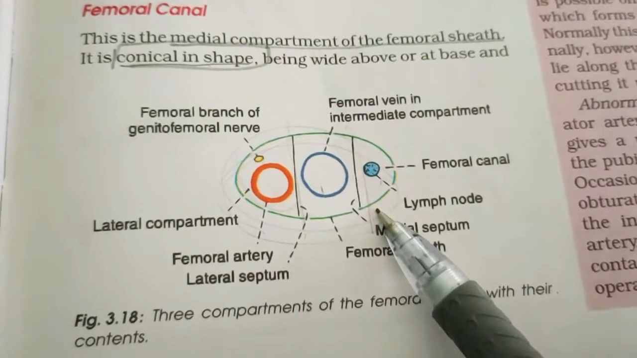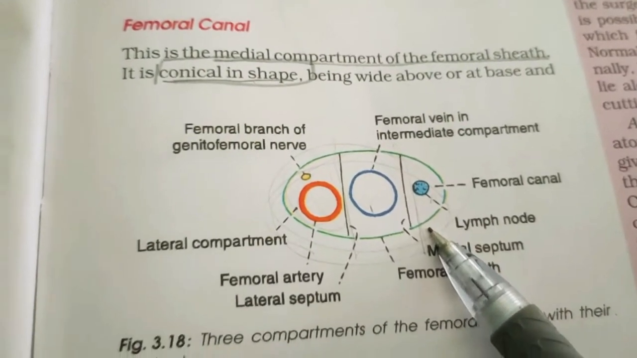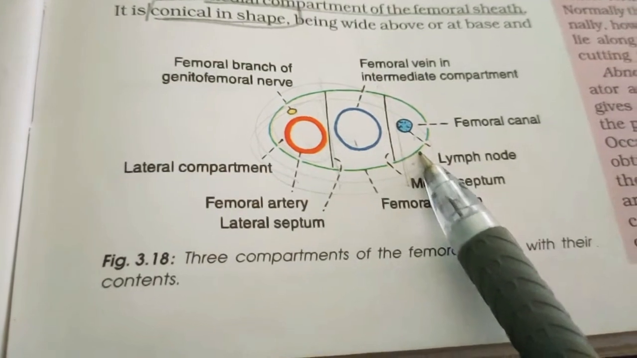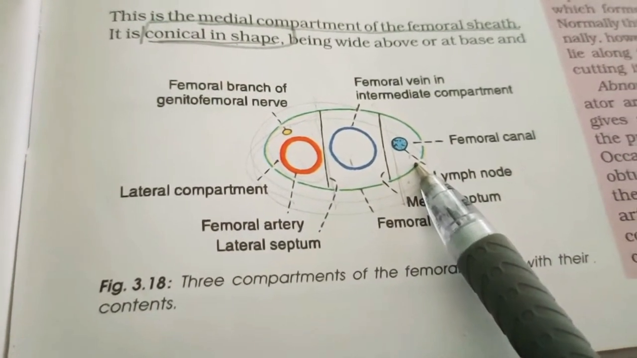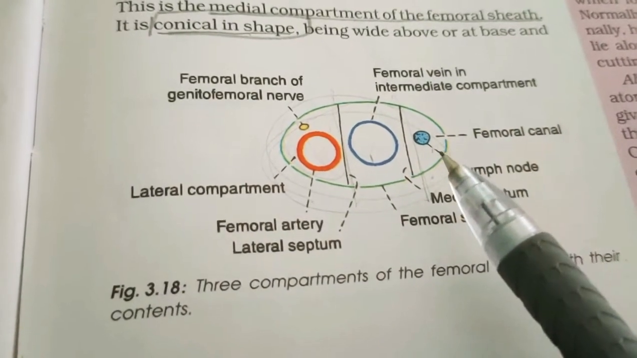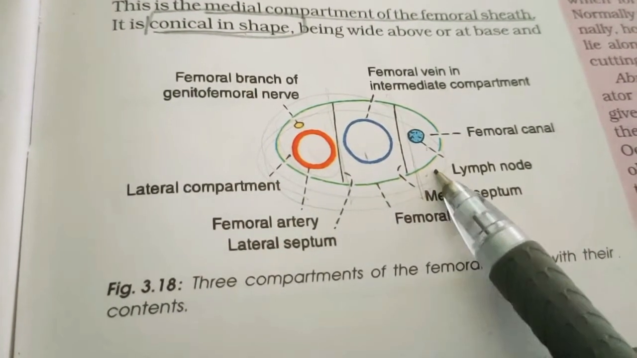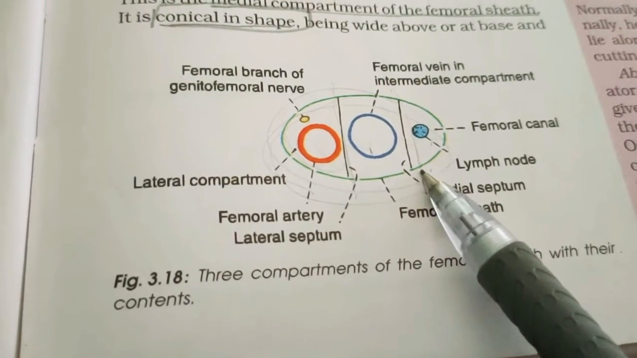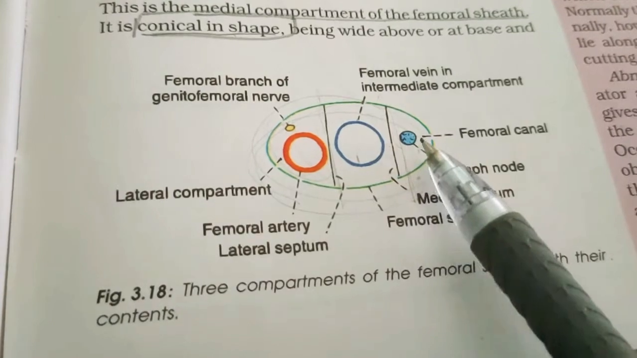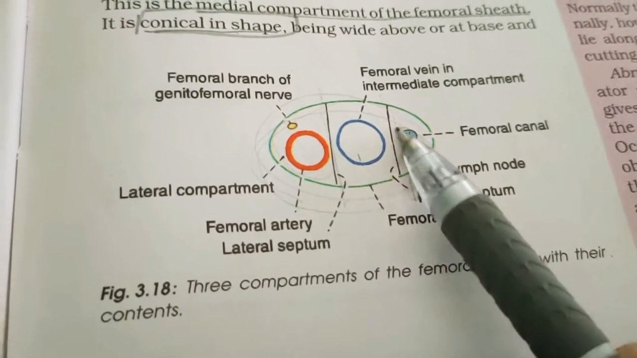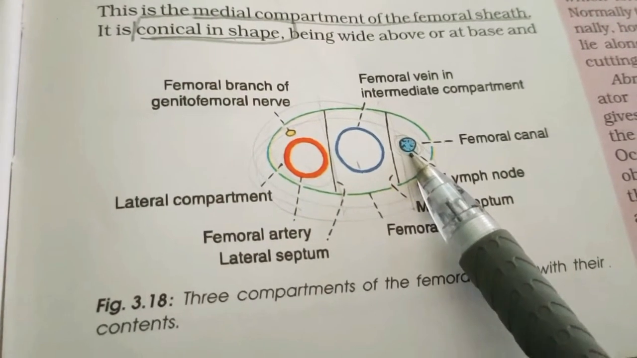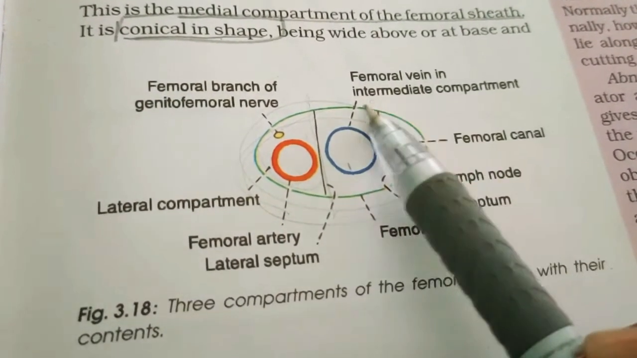Now let us discuss the femoral canal in detail. The femoral canal is the medial compartment of the femoral sheath. It's conical in shape, being wide above, at the base, and narrow below. The base or upper end of the femoral canal is called the femoral ring. So what is the femoral ring? The base or upper end, that opening around it, is called the femoral ring. The boundaries of the ring are important. It's bounded anteriorly by the inguinal ligament.